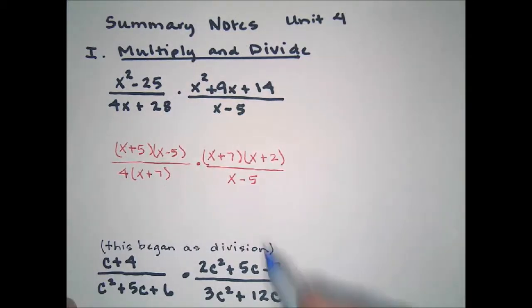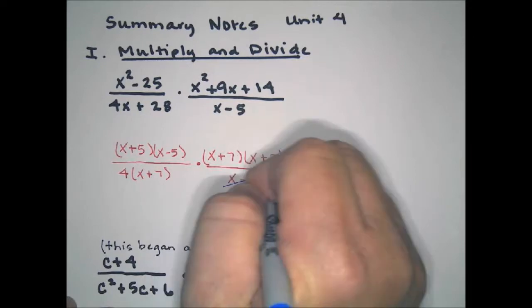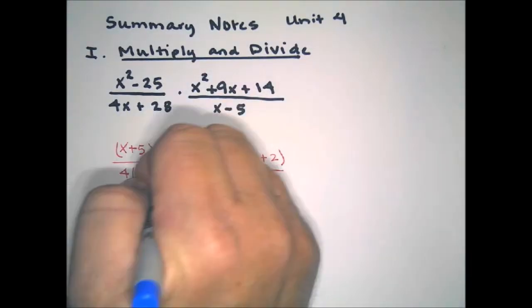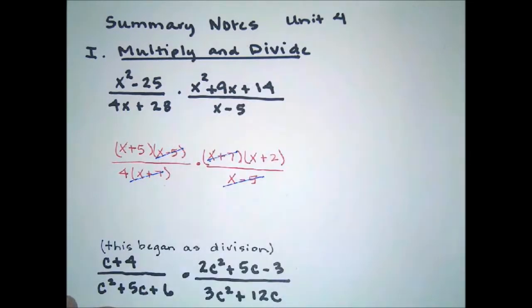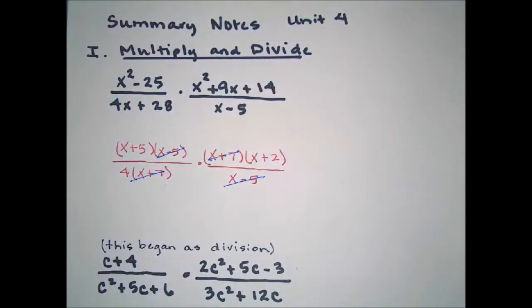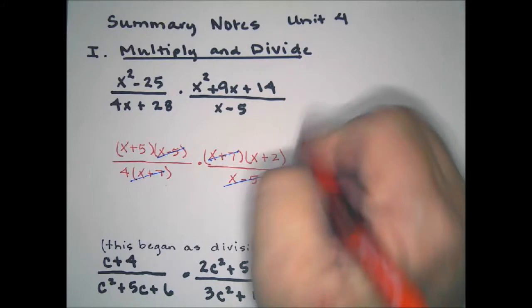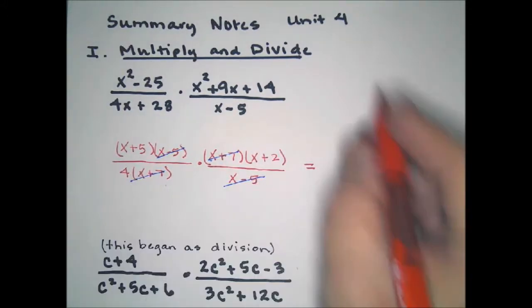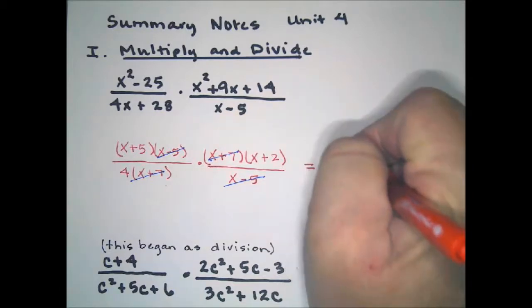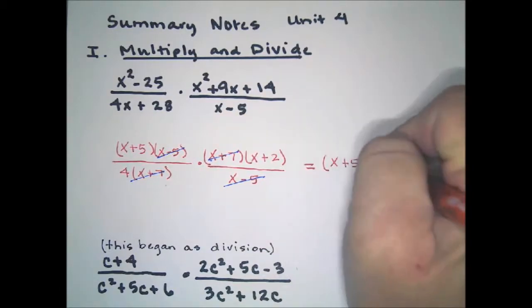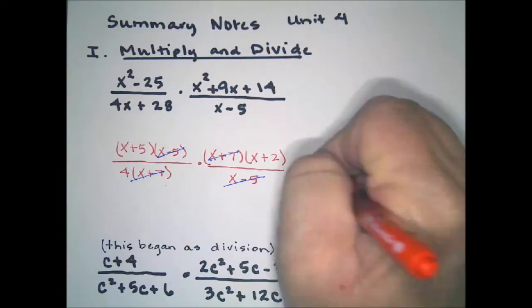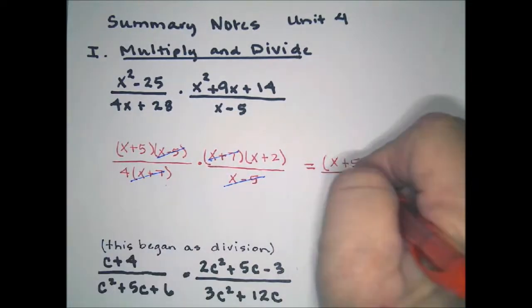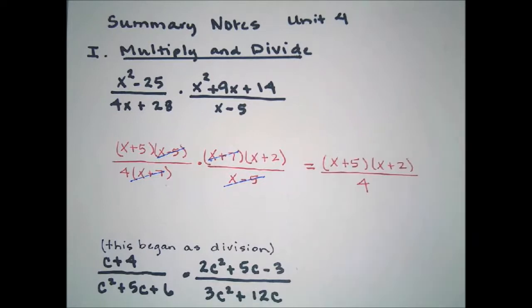What can we reduce? Well, the x minus 5s can reduce each other to 1. The x plus 7s can reduce each other to 1. And I think that's all we've got right there. So my final answer is going to be x plus 5 times x plus 2, and my denominator is going to be 4.